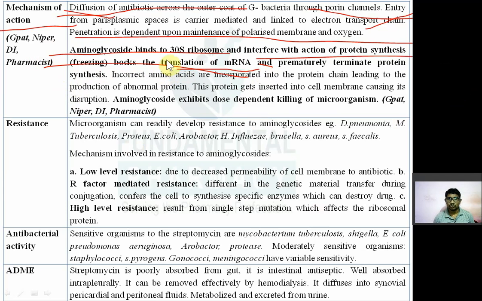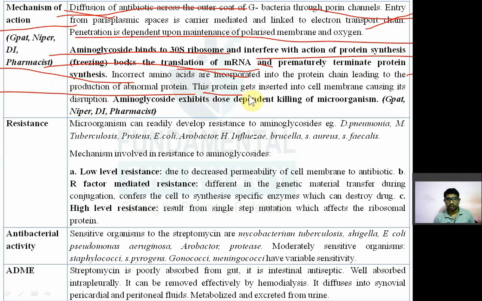So they bind to the 30S ribosome, inhibit protein synthesis and prematurely terminate it. Incorrect amino acids are incorporated into the protein chain, leading to production of abnormal protein. So whatever protein is made is also abnormal. They bind to the 30S ribosomal subunit of the bacterial ribosome and block that step of protein synthesis. Incorrect amino acids are incorporated into protein synthesis.